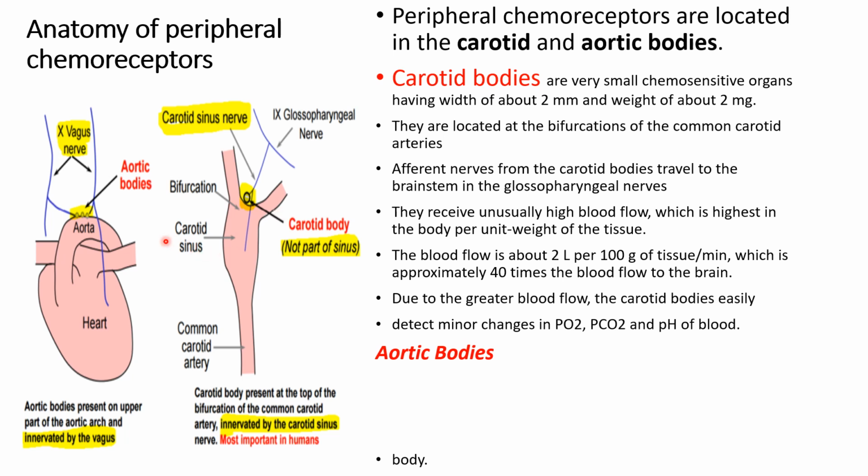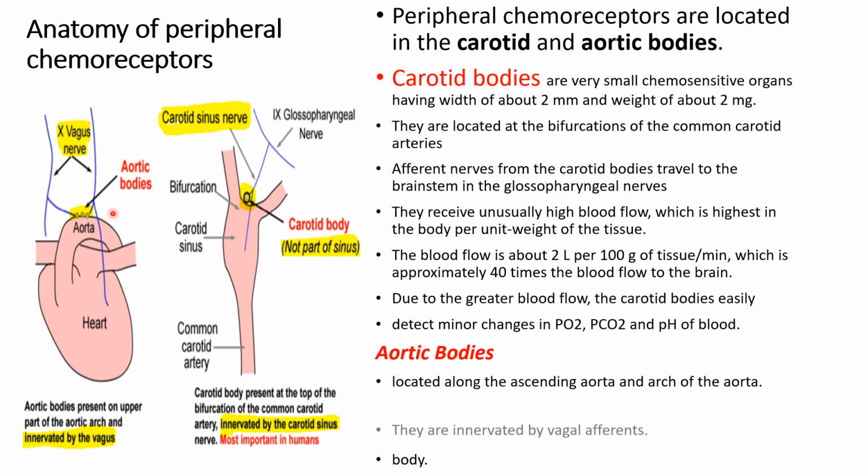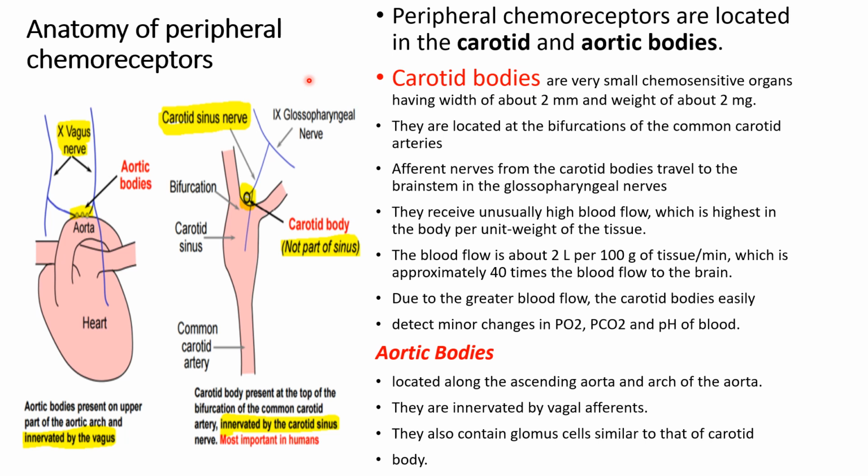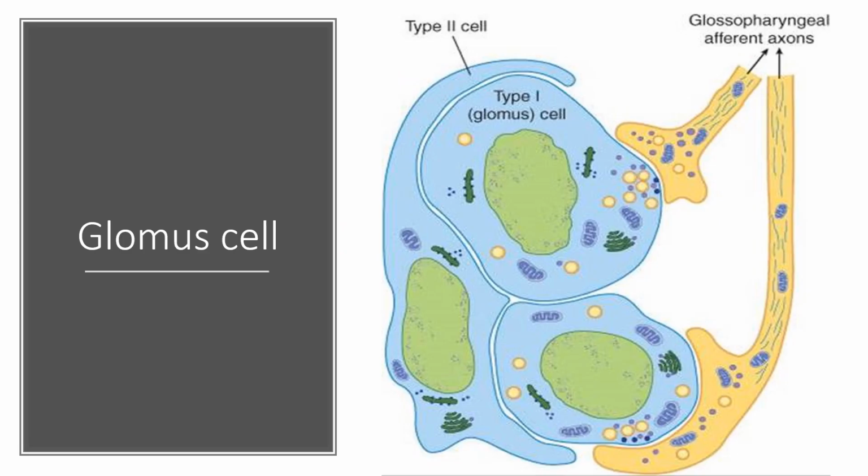Another one is the aortic bodies, and these are located along the ascending aorta and the arch of the aorta. They are innervated by the vagal afferent. This sensation is taken by the vagus nerve, whereas here the sensation is going through the glossopharyngeal nerve, and they also contain glomus cells similar to the carotid body, which are chemosensitive. Now coming to the glomus cell.